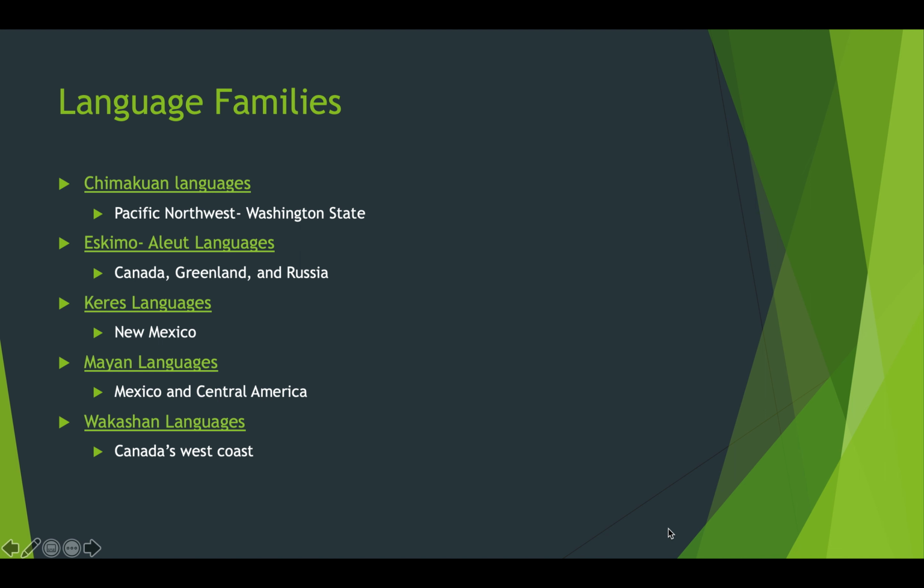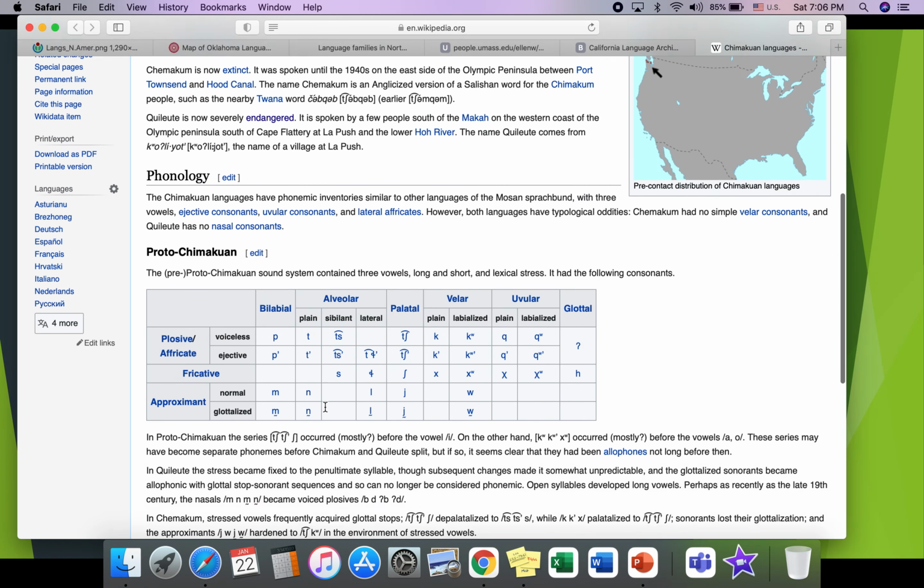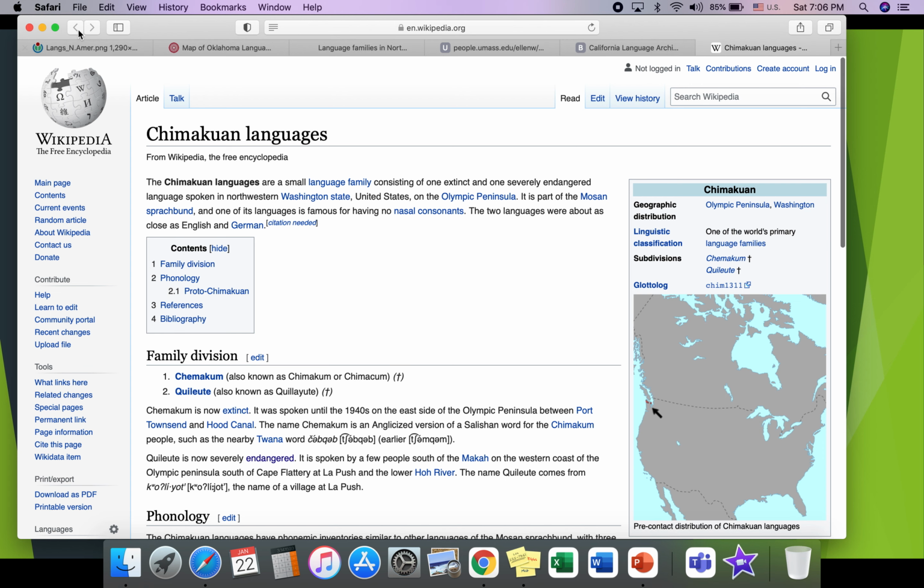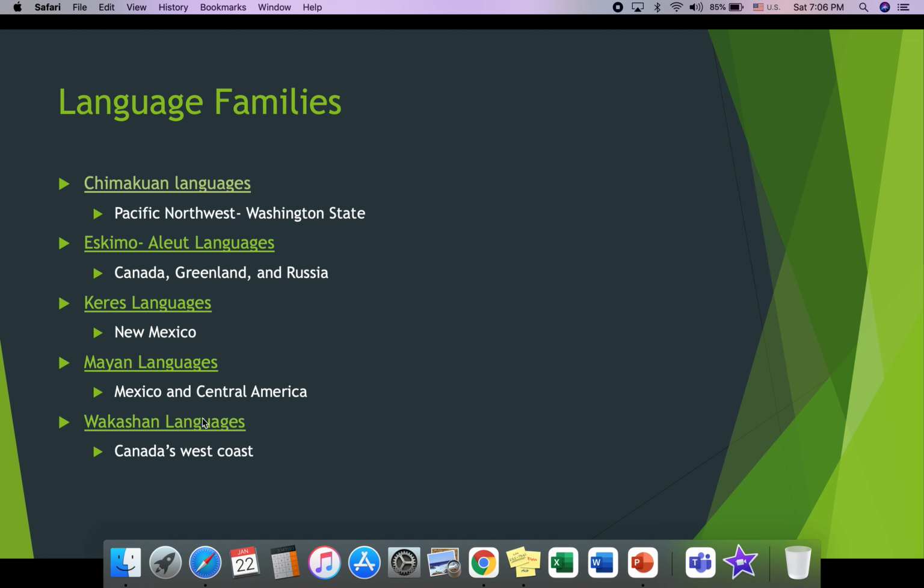So here are some more language families that we're not going to cover specifically in our class. I mentioned some of these. Some of these I didn't mention at the very beginning of this presentation. The green text is a link to a Wikipedia page about this language family. I strongly recommend that as a class you go through and check out some of these language families and see the greater diversity of linguistics in North and Central America.